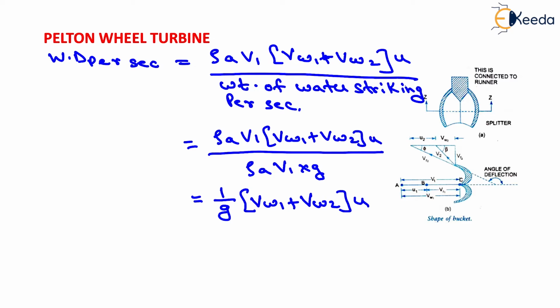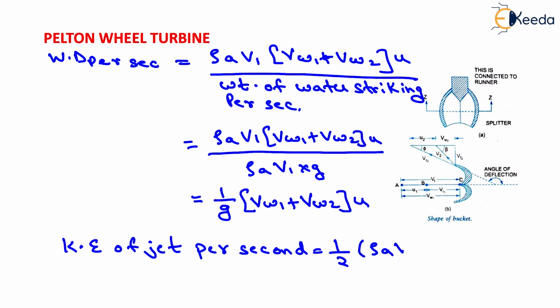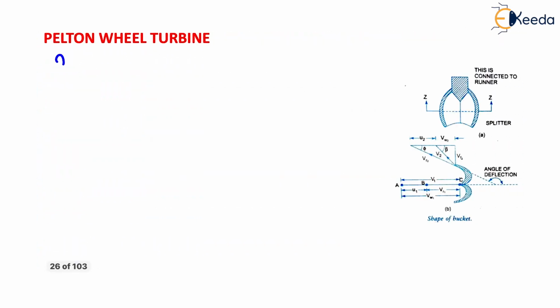So we know that the energy supplied to the jet at inlet is in the form of kinetic energy and is equal to half mv squared. So kinetic energy of jet per second will be equal to half of mv squared. Now we know that the value of m is rho A V1, so it becomes half rho A V1 into V1 squared, that is the kinetic energy of jet per second.